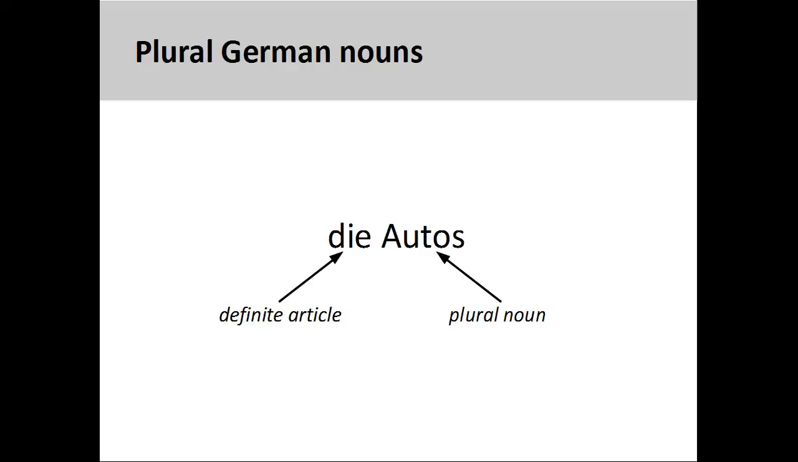The German noun Autos, cars, is plural, so its definite article is die. It is important to distinguish the plural definite article die from the feminine singular article die.